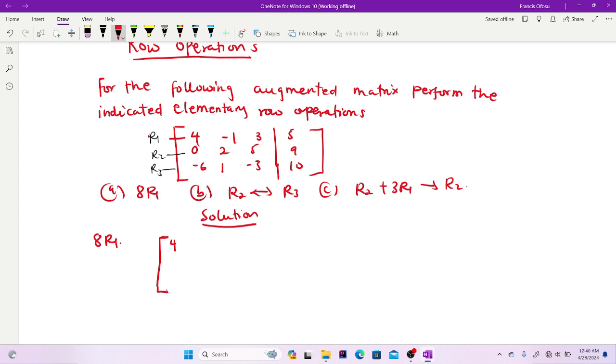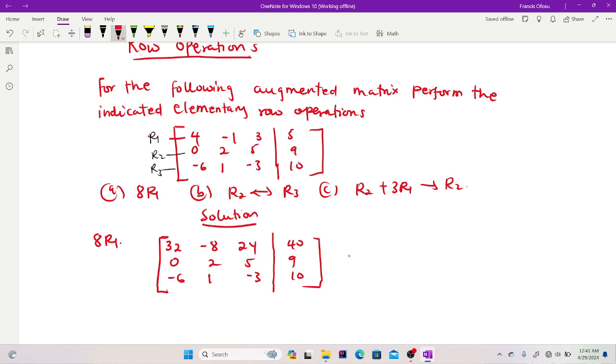So 4 times 8 will give me what? 32, right? Then 8 times -1, -8. 8 by 3 is 24. Then don't leave this out, it's also included. 8 by 5 is giving me 40, right? So you just add the rest of the entries and you are done for this row operation. This is how we perform a simple scalar multiplication as a row operation.